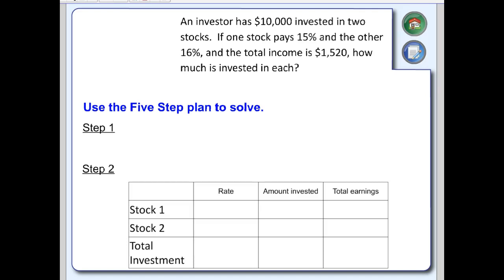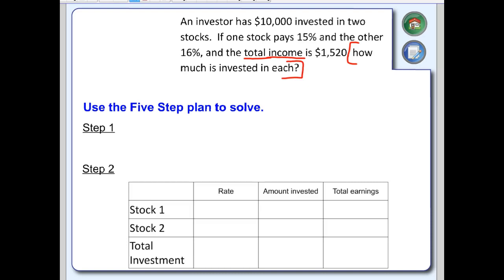Now, investment problems are just long and drawn out. So when I look up here, it says an investor has $10,000 invested in 2 stocks. Stock 1 pays 15% and the other 16%. And when he invests that $10,000, he gets a total income, or total earnings, of $1,520. And here's our question: how much is invested in each?